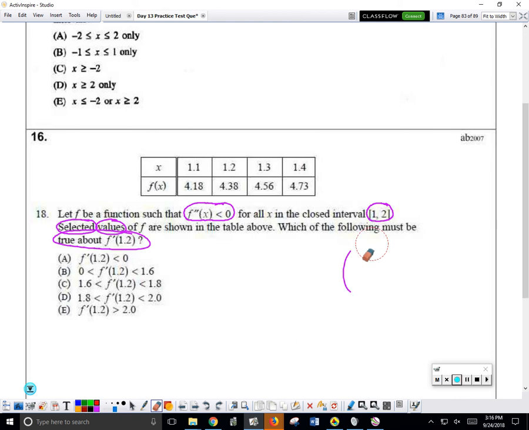Now we're getting better. The tangent slope at 1.2. On which graph? On F. On F. So I would have drawn a picture. I just draw my same picture again. And I'd say, hey, there's a point here, 1.2. 4.38. Cool. And I'm supposed to figure out what do I know about this tangent slope right here.